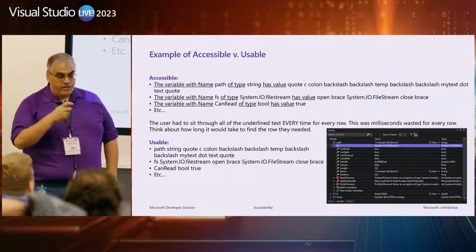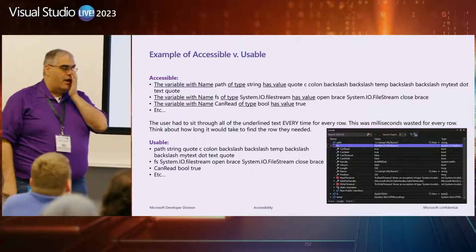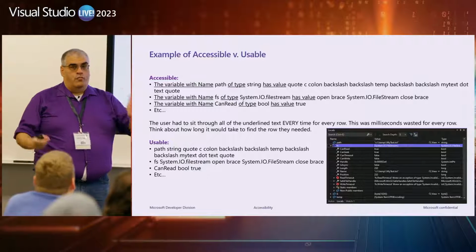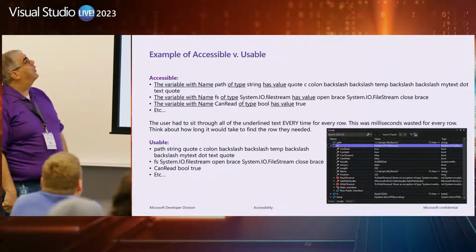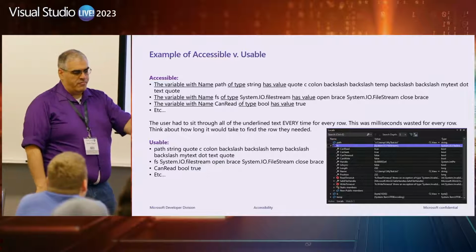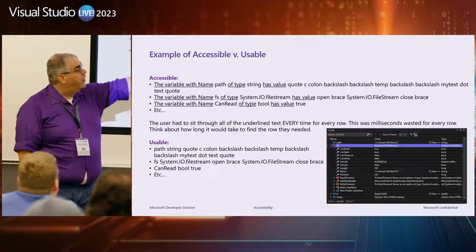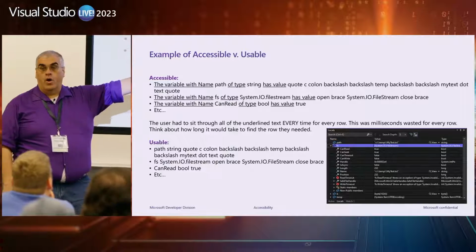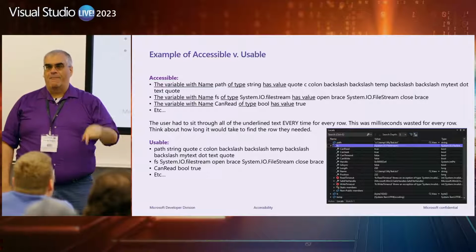We put that in front of the engineer, the blind engineer who was helping us, and he just shook his head and said, oh God, no. And what's wrong? And he says, let me show you. He put the focus on the top row. He goes, the variable with name, and then he hit the down arrow. The variable with name, the variable with name, the variable with name. He says, I have to sit through all of that. I'm just looking for the handle row. And I got to sit through the variable with name every time.